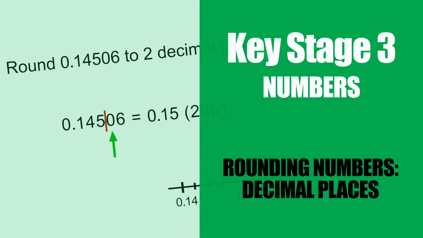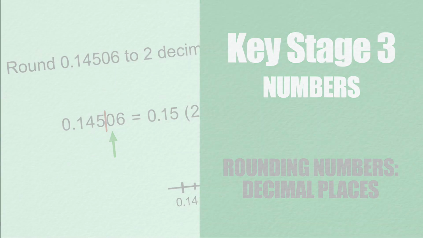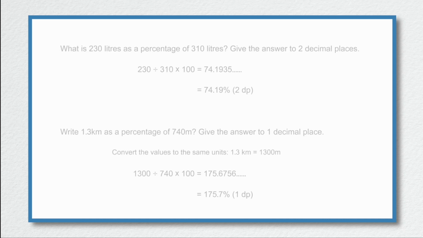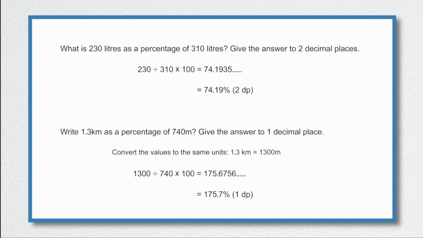So in this video, we're going to be looking at rounding numbers, with a focus on rounding numbers to a specific number of decimal places. Now, in the previous video, we ended up by looking at these two questions, where the answer had to be given to 2 decimal places and 1 decimal place. And although I briefly went through how to do that, we're going to be looking at this in more detail in this video.